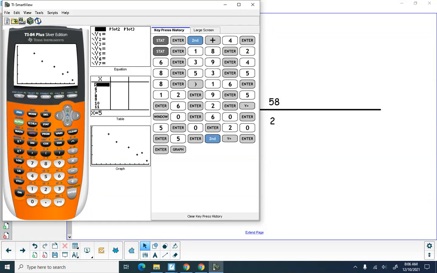The other way of turning on a stat plot, or turning it off, is to go to Y equals. On your Y equals, you have plot 1, plot 2, plot 3 on top. Plot 1 is highlighted. That means it's turned on. If you want to turn it off, you hit your up arrow, hit enter, and your stat plot goes away. If we want to turn it back on, I can go up to plot 1, hit enter, and that turns my stat plot back on.